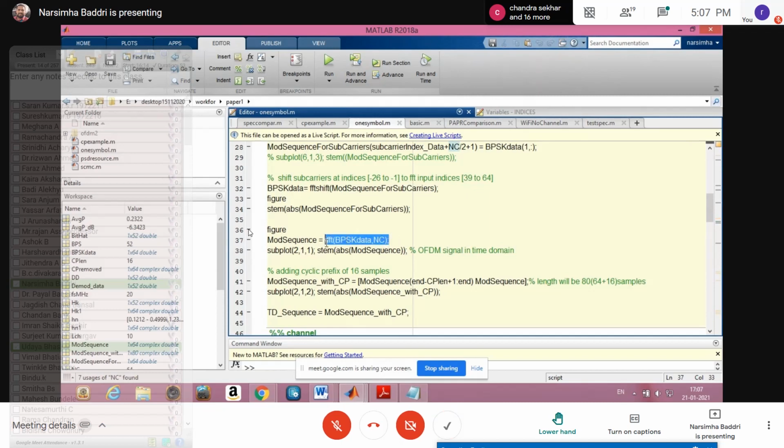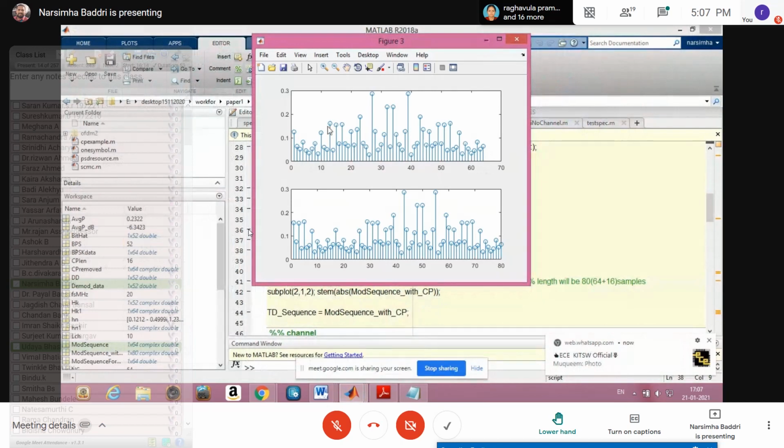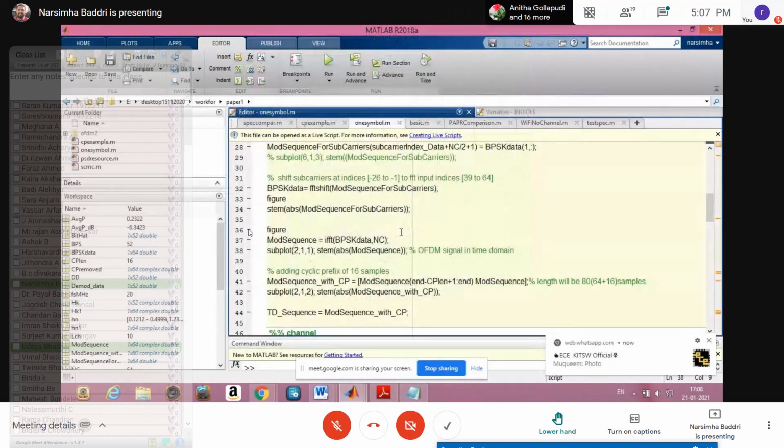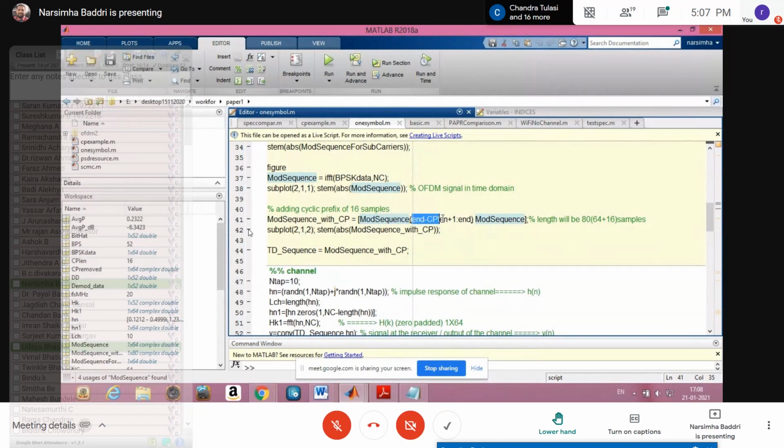After arranging the data in those locations, simply by applying the inverse FFT, the IFFT operation, of the BPSK data, even if you did not mention NC, the number of carriers, it will automatically perform OFDM modulation. So this will be the modulated data. You can see the modulated data over here, that is figure 3. In total, 64 samples of IFFT data you can see here.